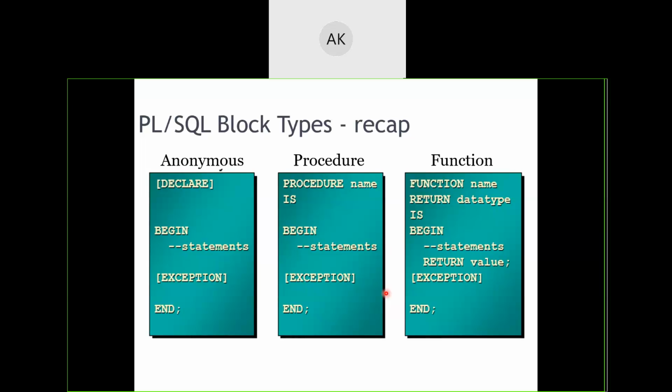So if you want to write a block of code which should return a value back to its caller, then you will create a function. If you want a block of code which will display the result by itself and will not return any value back to its caller, then you will create a block of code like a procedure.